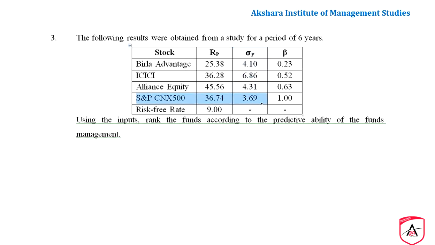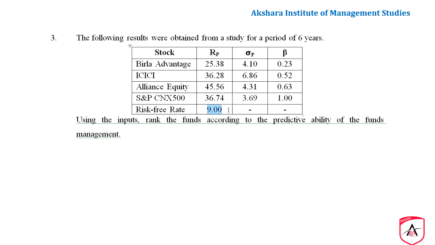And one more thing, this S&P CNX 500, what exactly does it mean? This is one of the market indices, just like Sensex, Nifty 50, Nifty Junior, or S&P 500. Similarly, S&P CNX 500 is a market index. A market return will be written in the form of RM. So RM is 36.74. And this one, risk-free rate of return, means RF. RF is 9.00. So this is the question given here.